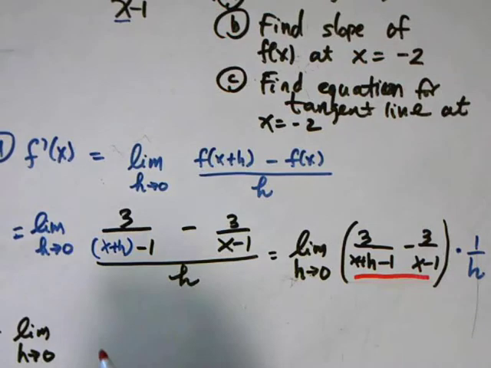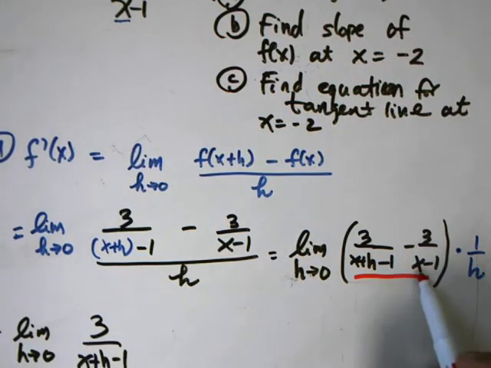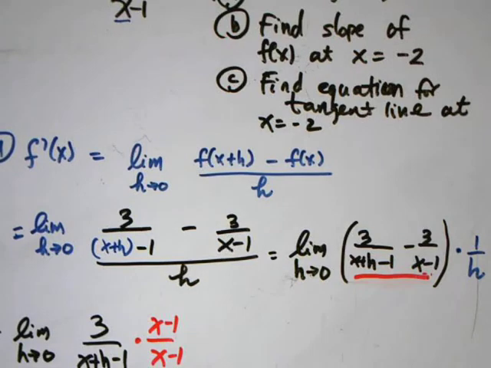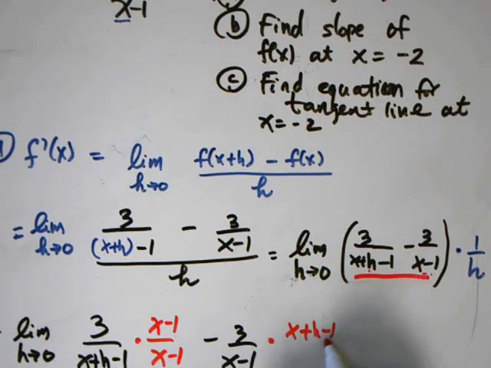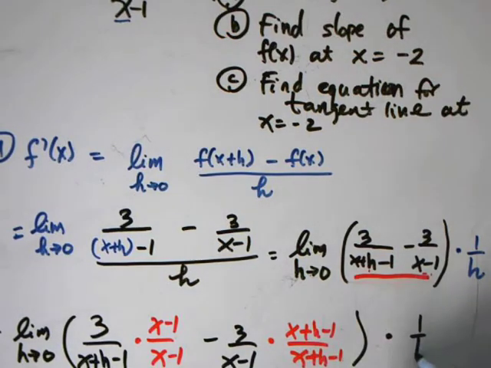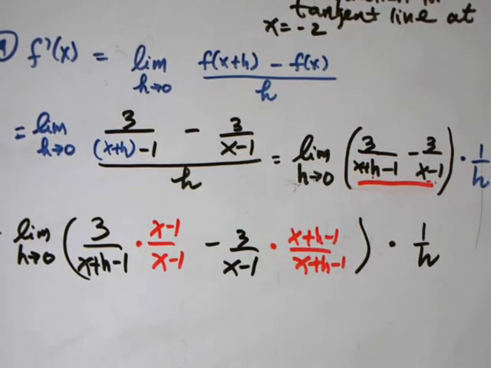Okay. So it's going to be 3 over x plus h minus 1. Multiply the top and bottom by this other denominator, so I get the lowest common denominator, x minus 1 over x minus 1, minus 3 over x minus 1 times the other denominator, x plus h minus 1 over x plus h minus 1, and then again everything times 1 over h.